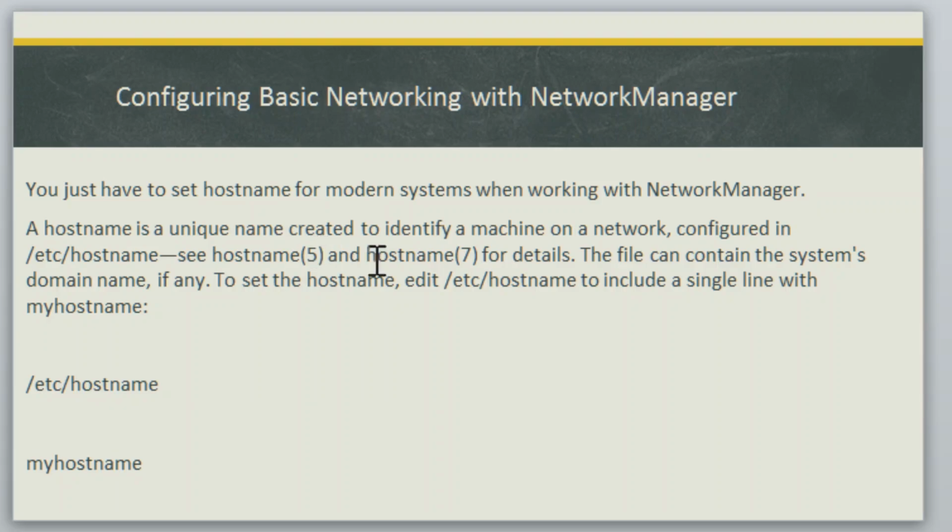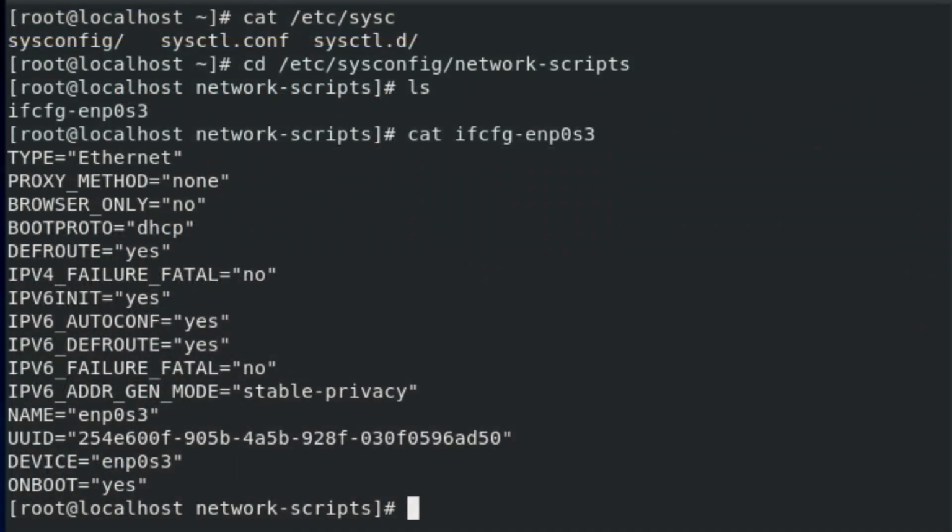So this is page 5 and page 7 of the man pages. The file can contain the system's domain name, if any. To set the hostname, we would just edit /etc/hostname to include a single line with my hostname. So we would do a vi of /etc/hostname and just put the hostname there. Okay. Let's check that out real quick on the VirtualBox.